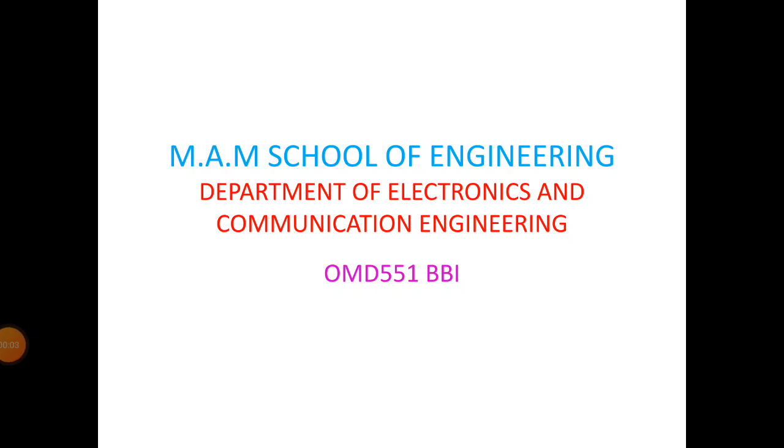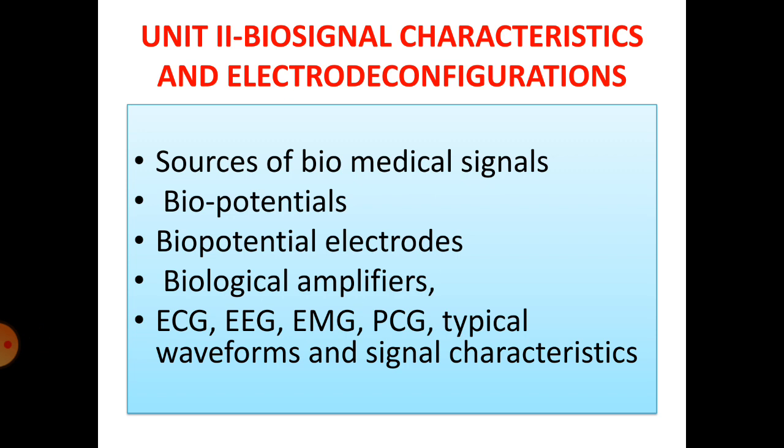Last class we have completed the first unit. This class we are going to start the second unit. In the second unit, you have biosignal characteristics and electrode configuration. In that: source of biomedical signals and biopotential signals, biopotential electrodes and biological amplifiers, ECG, EEG, EMG, PCG and typical waveform and signal characteristics.